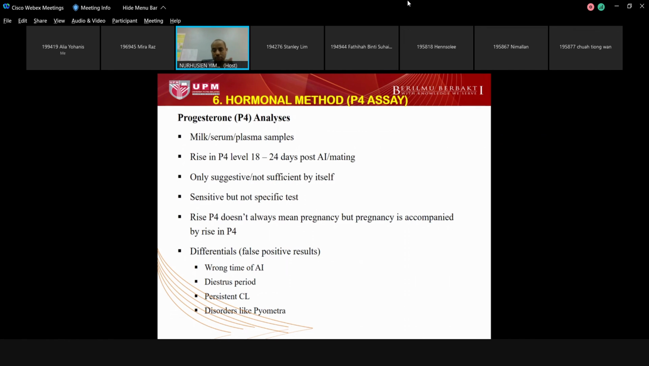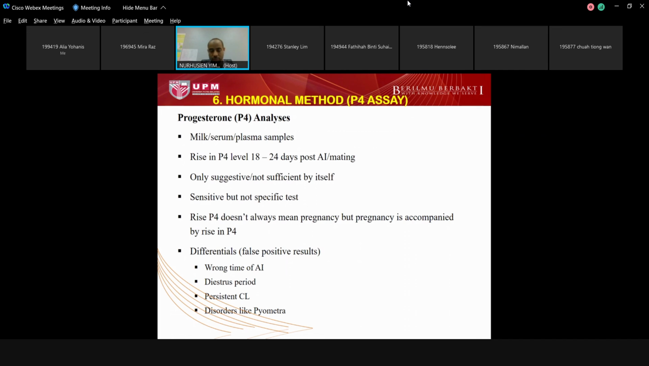But if the progesterone level drops down to the basal level, then we consider that animal is not pregnant. So having said that, this method of pregnancy diagnosis comes with a lot of disadvantages, right? Despite the fact that this is a very highly sensitive method to detect progesterone level in the blood or in the milk sample, it's not a specific method, meaning that you can have a progesterone level which is high, but not necessarily due to pregnancy. So it can be due to other issues.